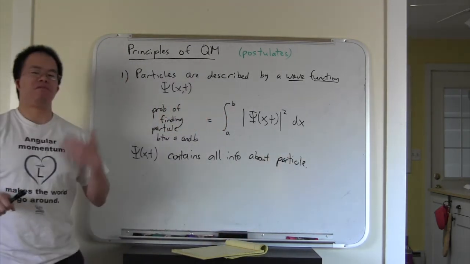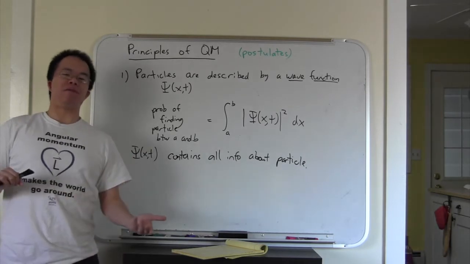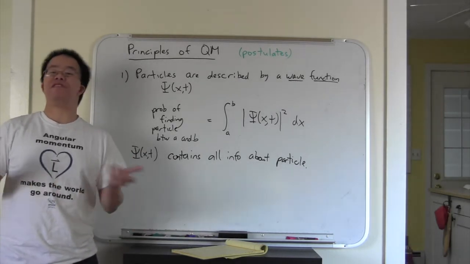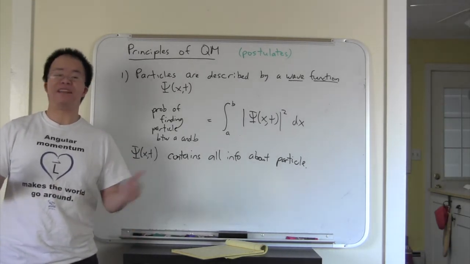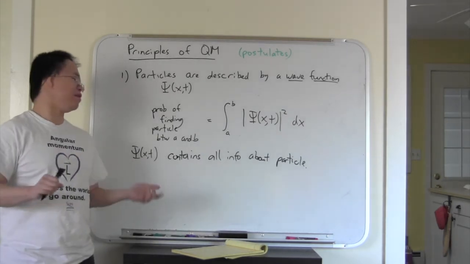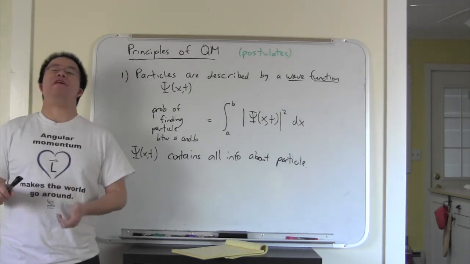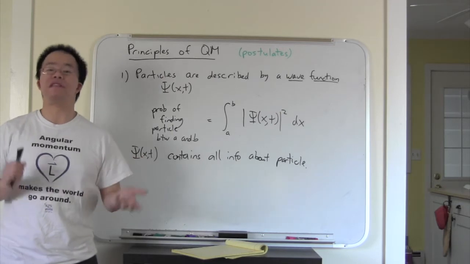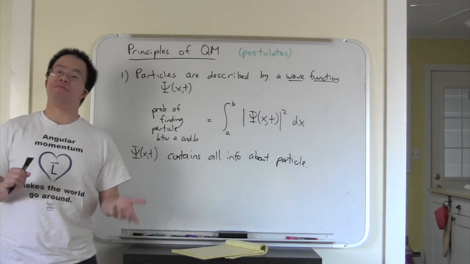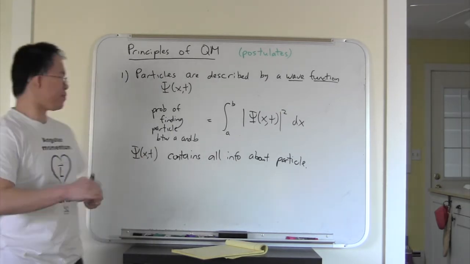So we've seen recently, for instance, how if I give you the wave function for a particle that's in an infinite square well, you can use it to figure out, for instance, what the probability of an energy measurement might be.